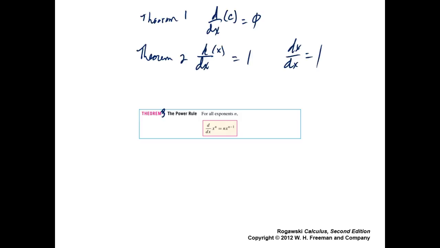But d by dx, that's the derivative of this function, x to the n, is, let me blow it up for you here, even.